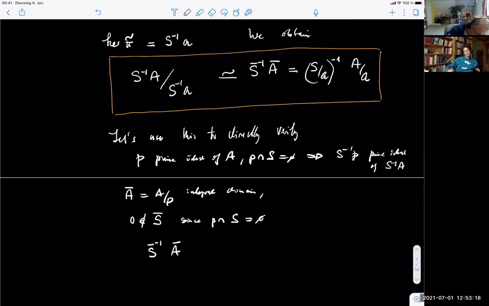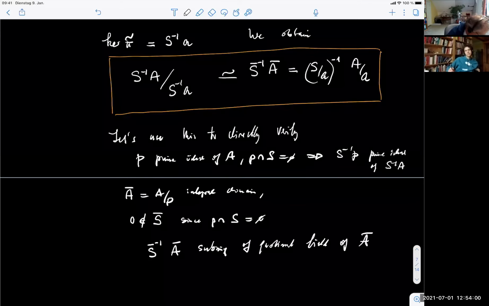So I claim this localization is a subring of the quotient field of A bar. So I have A bar, it's an integral domain. In a way, the maximal localization is the quotient field. This is the biggest possible S that you take, all non-zero elements. That's the quotient field. But now I just localize with respect to S bar, so I get something a little bit smaller.